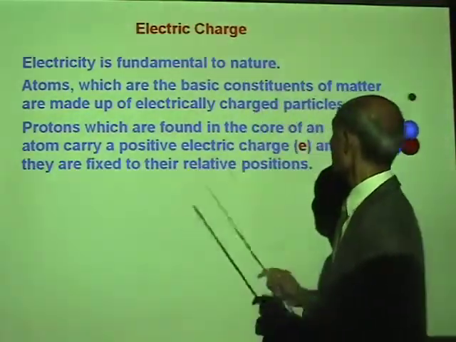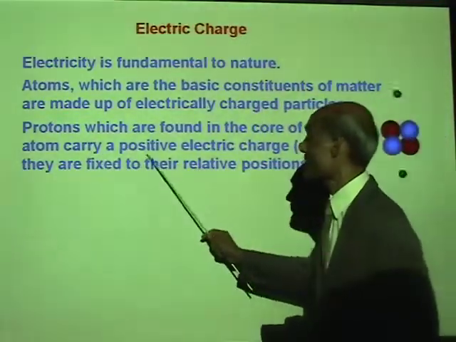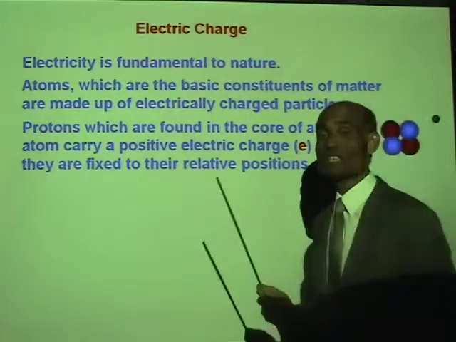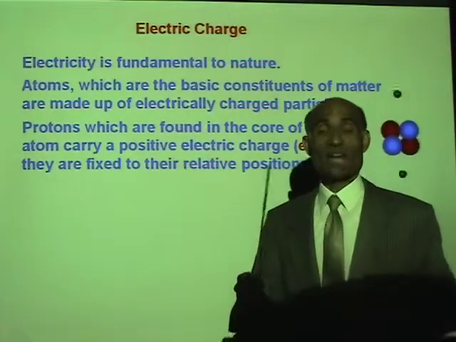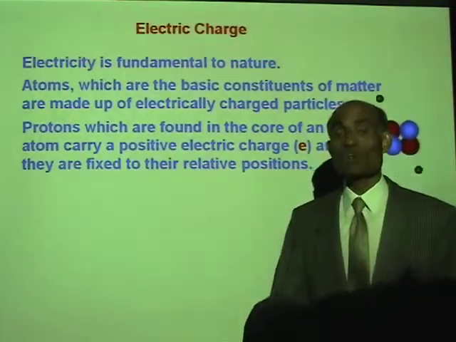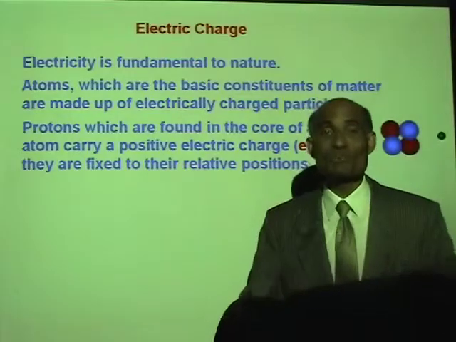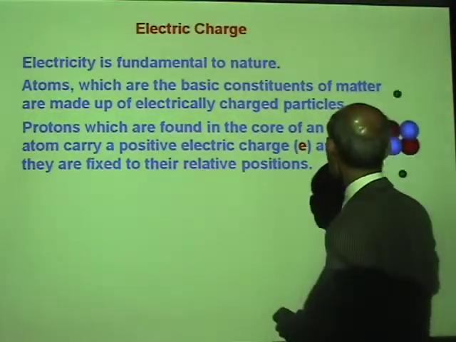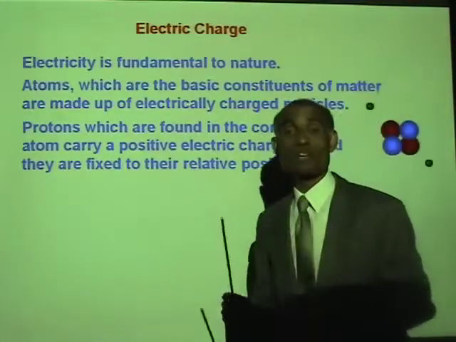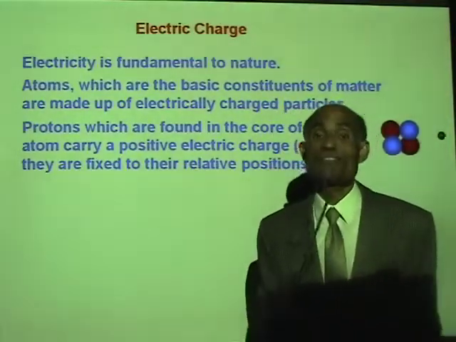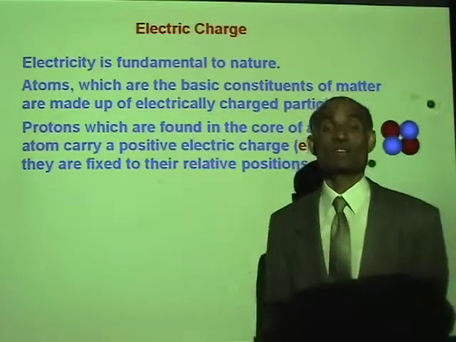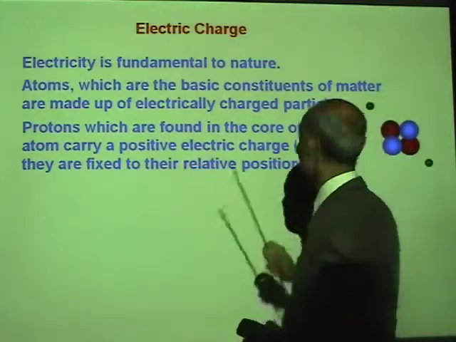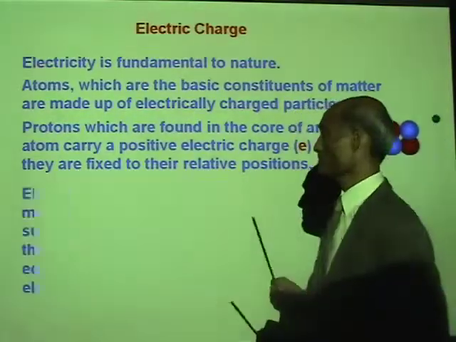Protons, which are found at the core of an atom, carry a positive charge, and we will denote that by the small letter e. And actually, the small letter e we call the fundamental unit of electric charge. And we would assume that these positive charges are fixed in their relative positions, so they are not free to move about. We give the freedom of motion only to the electrons.